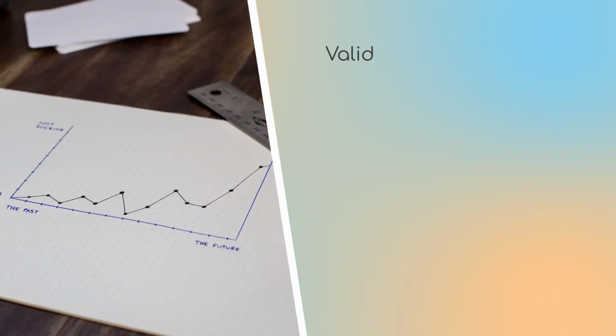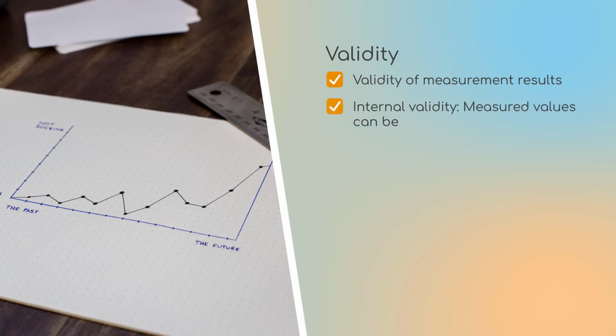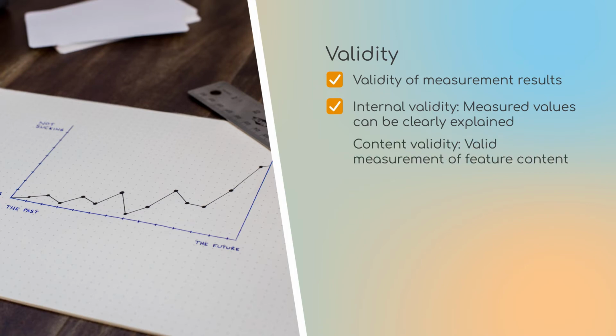The quality criterion of validity concerns the validity of a research or a measuring instrument. A measurement is valid if it measures what it is intended to measure. A general distinction is made between internal and external validity. Internal validity is given if the occurrence of the measured values can be clearly explained and no alternative explanations exist, since possible confounding influences are excluded. A subcategory of internal validity is content validity. It is given when the survey method validly measures the content of a specific feature that cannot be measured directly, such as an attitude or belief, or when the measurement is aligned with the content of the feature of interest.